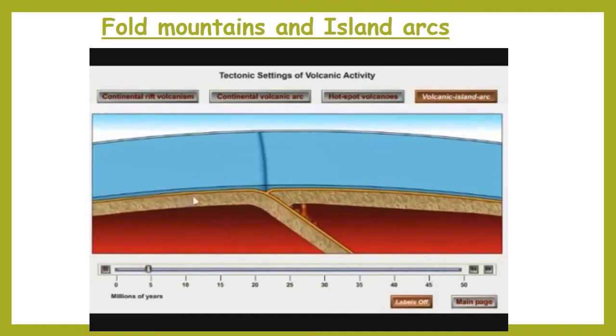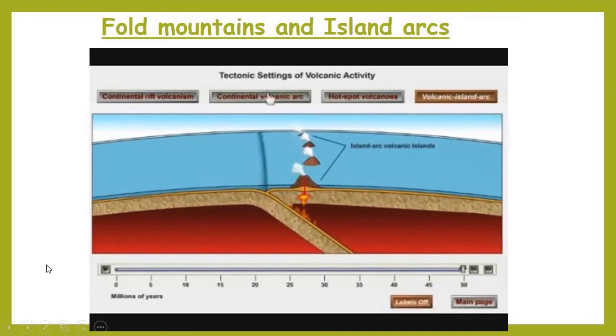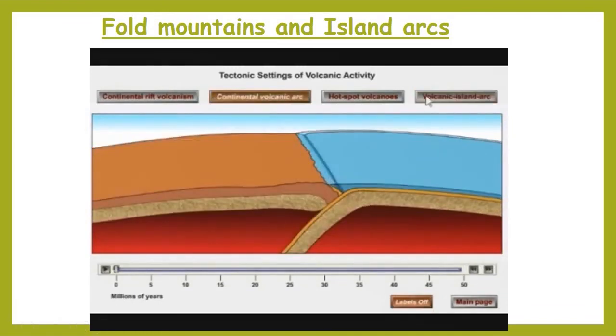Same process. We're going to subduct the ocean floor underneath this other ocean floor. We're going to generate magma. The magma is going to rise, and a whole series of volcanic islands is going to pop up in the ocean parallel to the trench. You see how it's very similar to the continental situation. The only difference is that the volcanoes are popping up out of the ocean parallel to the trench instead of on land parallel to the trench.